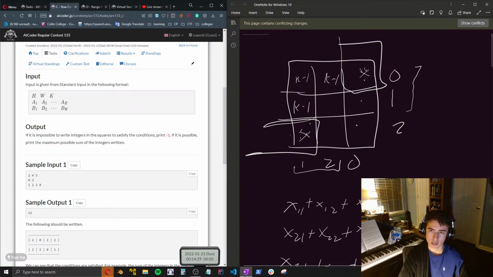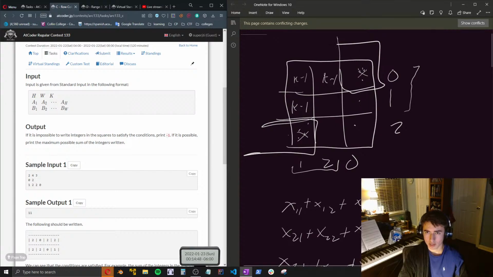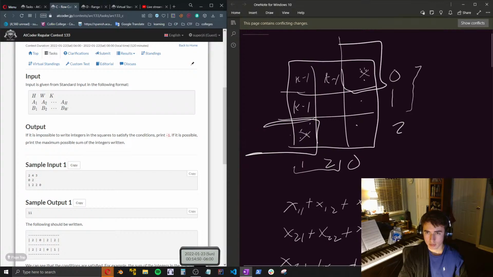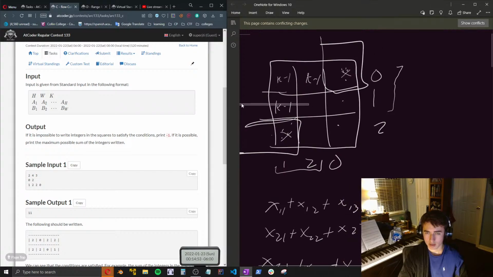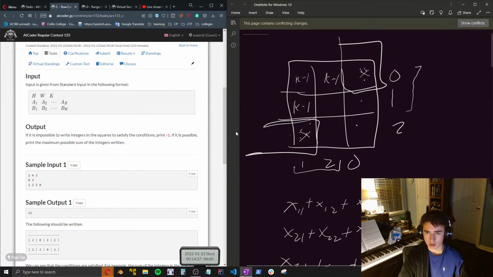Wait, hold on, that's interesting. This middle square is being cancelled out, I guess. Here. Here, minus here, minus here, minus this, here, here, here.